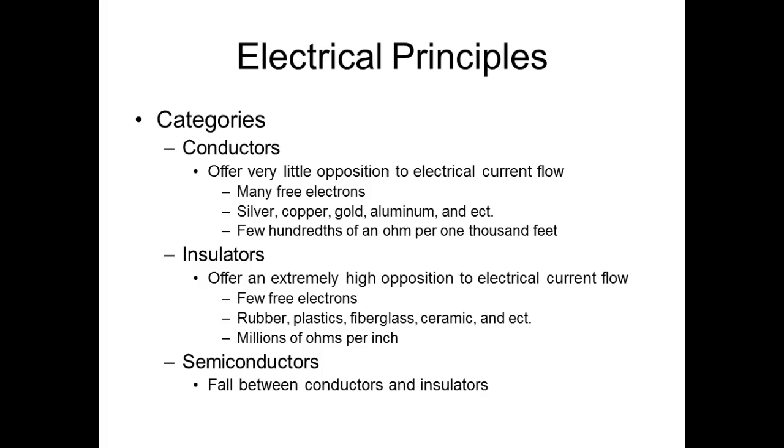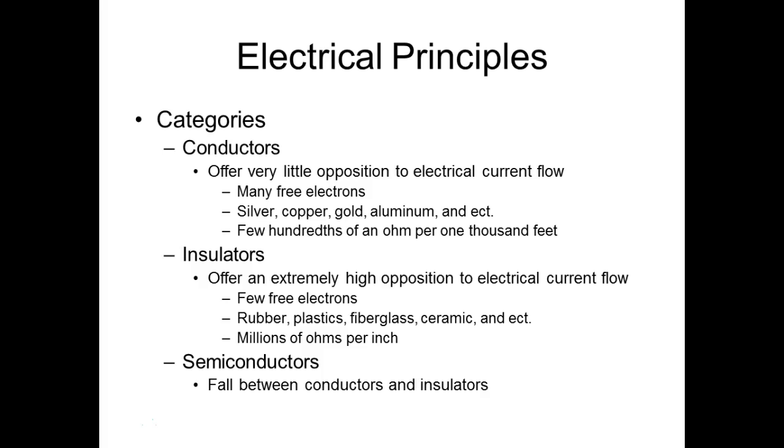Few hundredths of an ohm per 1,000 feet. Insulators offer extremely high opposition to electrical current. Few free electrons: rubber, plastic, fiberglass, Teflon, millions of ohms per inch. So there's no such thing as a perfect insulator. If I put enough of a potential across anything, there's going to be current flow. So there is current flow through the insulator of a conductor, but it's so low that we don't have the ability to measure it.